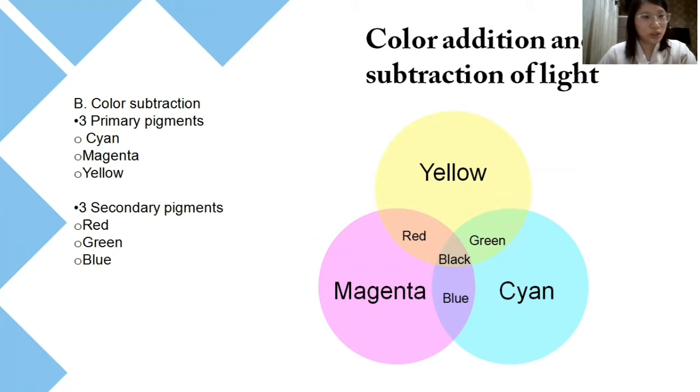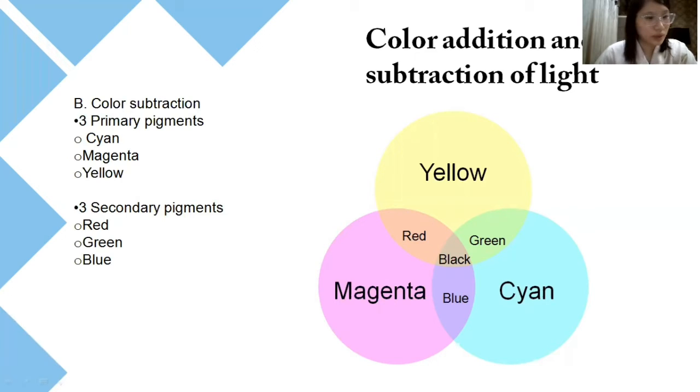Next is the subtraction of light. It refers to the removal of some frequencies of light as light passes through a color filter to produce a new resulting color. Pigments work on the principle of color subtraction. Pigments are chemicals that absorb certain wavelengths, therefore preventing certain wavelengths of light from being transmitted or reflected.